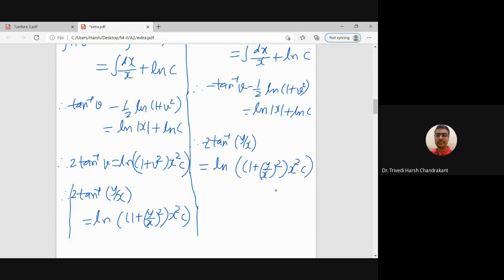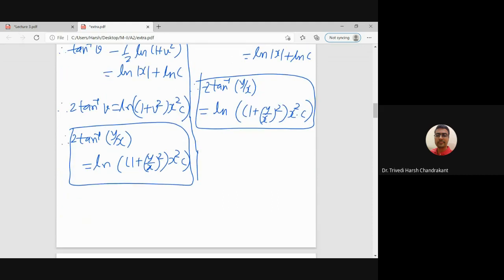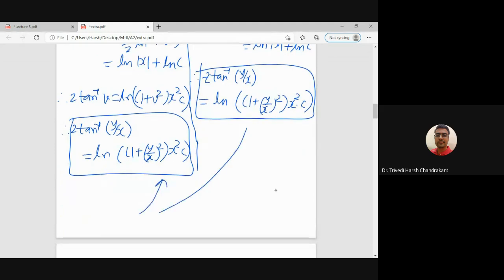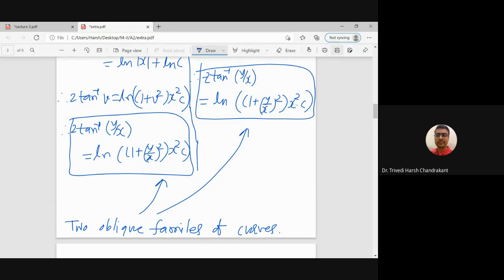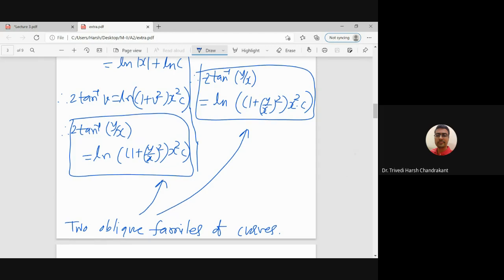So we got these two families of curves. We are essentially getting two oblique families. That is what we are getting in this case.